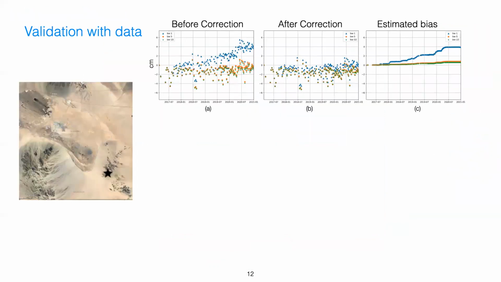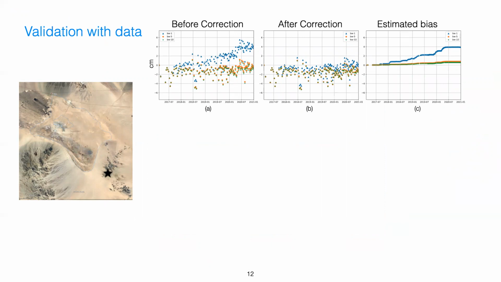We can also correct time series. Let's take a close look at one pixel near a dry lake bed that is marked by the black star. With our model, we can correctly predict the amount of bias and remove it from the original time series.